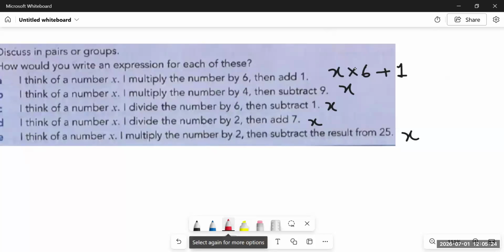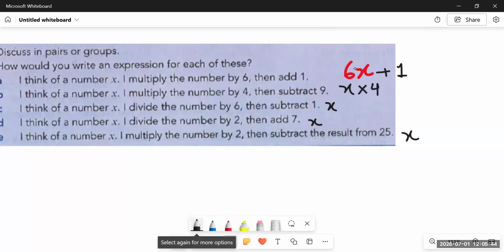So students, how can we write it in the next part? x multiplied by 6. Whenever we multiply a variable with a number, what happens? It becomes its coefficient. So instead of writing x multiplied by 6, we can write it as 6x plus 1. Okay. Then part B says, I think of a number x, I multiply the number by 4. So it's x multiplied by 4.